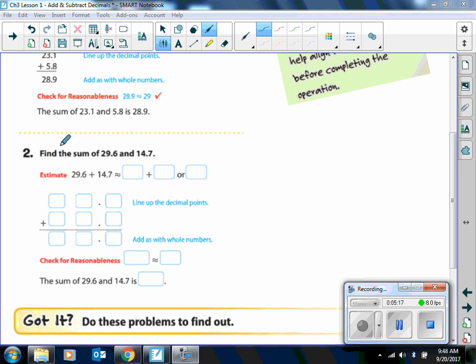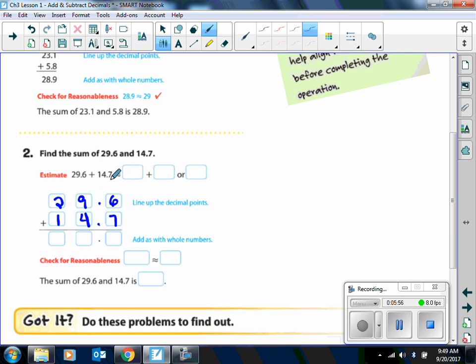All right, for the second example, it says find the sum of 29.6 and 14.7. If you want to write this down, you can. But this is not one of the guided notes. So here, the first thing we're going to do is line up the numbers with the correct place values. So you have 29.6, so that's going to be 29, there's the decimal, 0.6. And then we're going to add 14.7. Okay? And then you just add like normal.